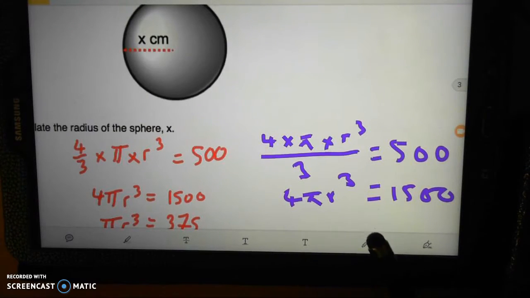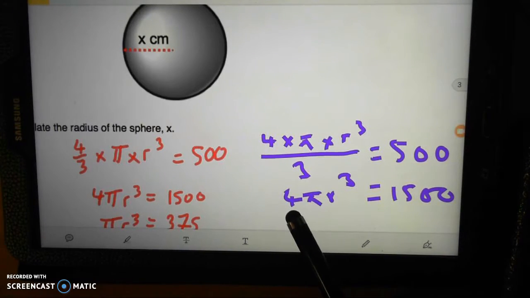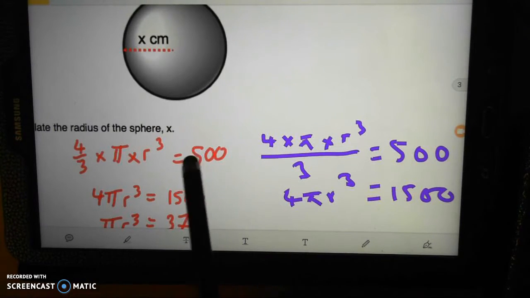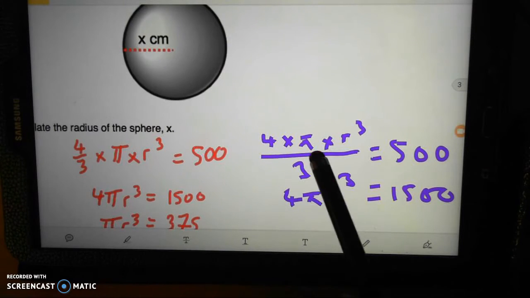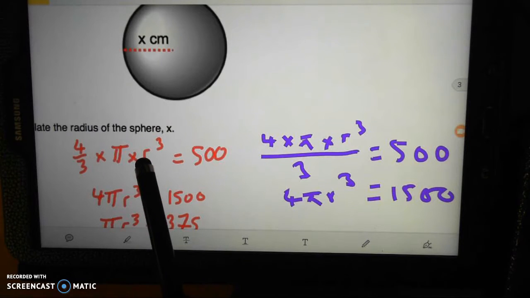When you multiply both sides by 3, 500 times 3 is 1500. But when you multiply all of this by 3, the 3 here cancels out, so you're just left with 4 times pi times r cubed. So we're left with 4 pi r cubed is equal to 1500, which is also written here. It's exactly the same thing. Remember, this is exactly the same as that. All I've done is I said 4 times pi times r cubed divided by 3 equals 500.